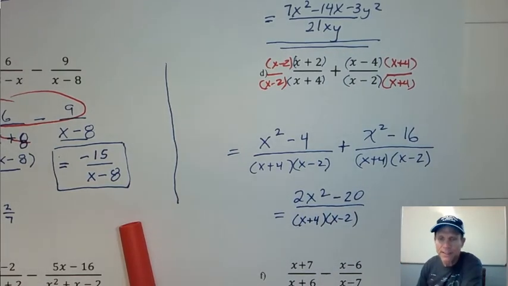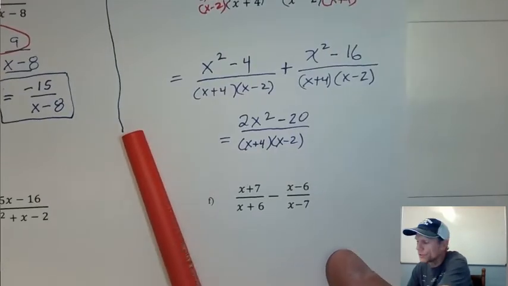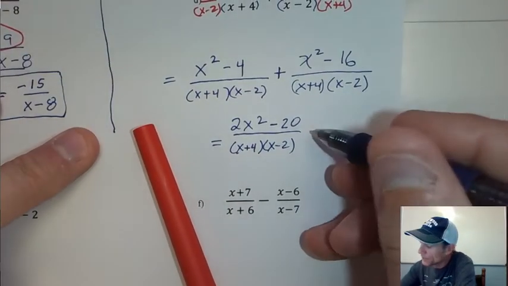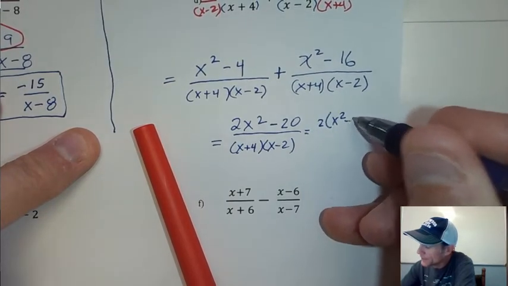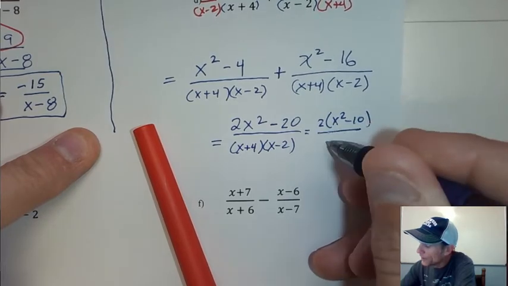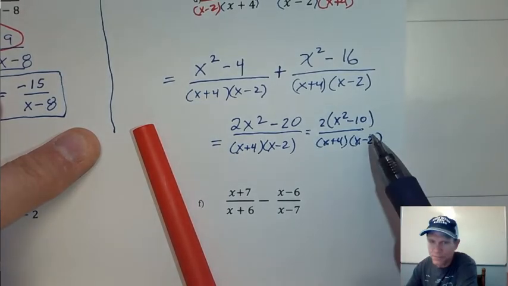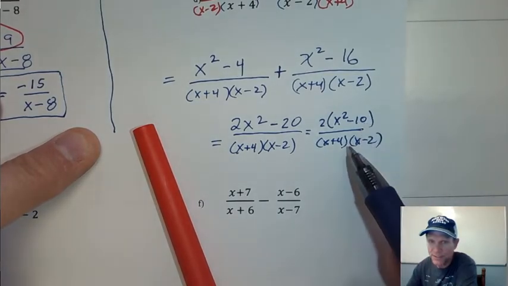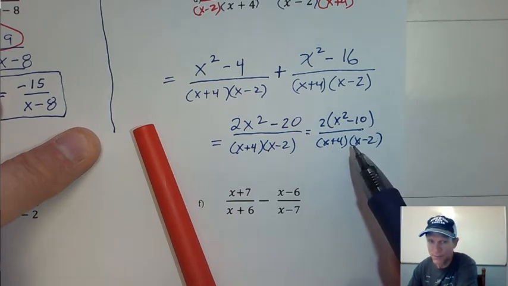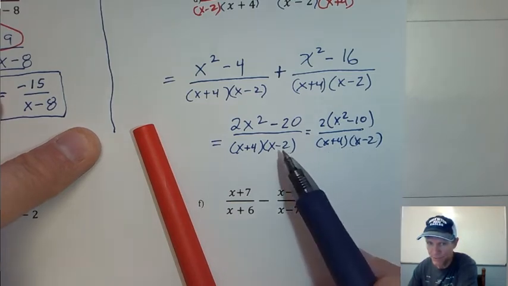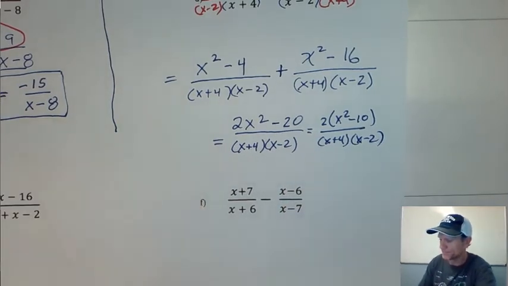Okay? Now, some student might have said, well, should I factor that numerator? And you could. That numerator would factor into 2 times x squared minus 10 over x plus 4, x minus 2. But you know what? That doesn't help us any. We can't factor this any further, and there's nothing that will cancel out. So you could write it in either form, that'd be fine, but we could have probably stopped at this form. Either form is okay. All right.